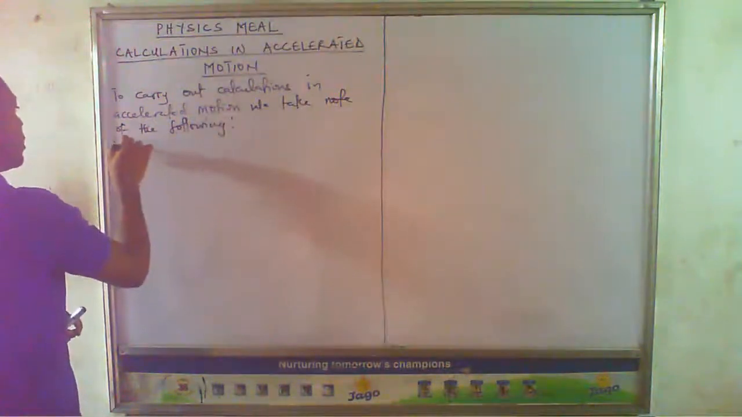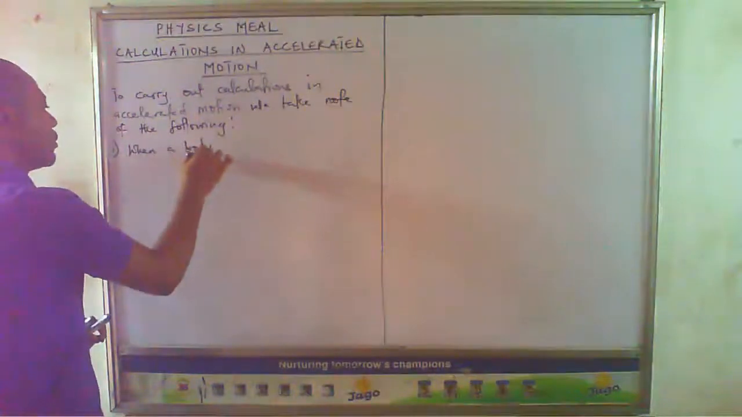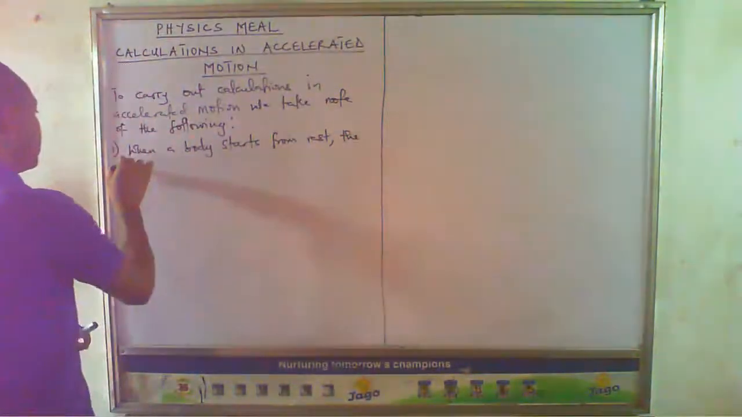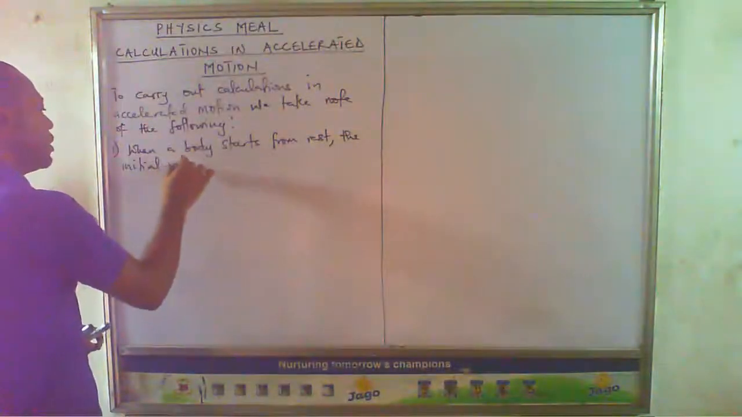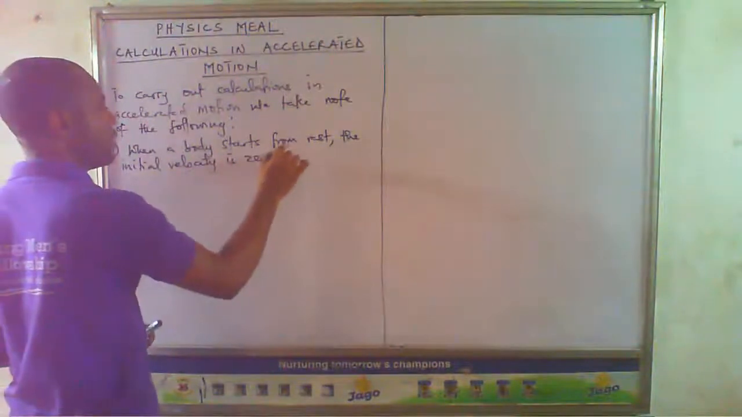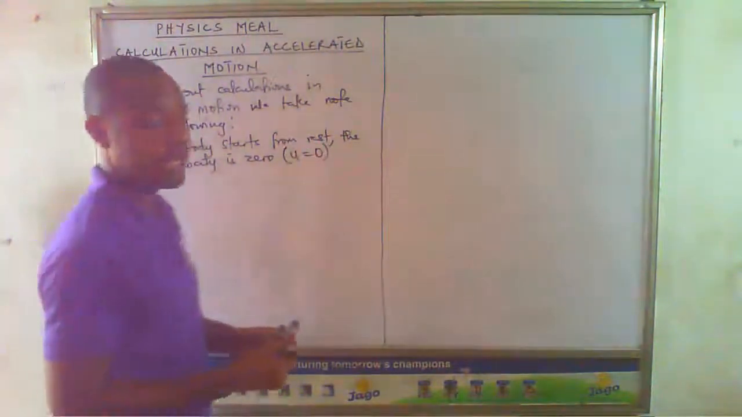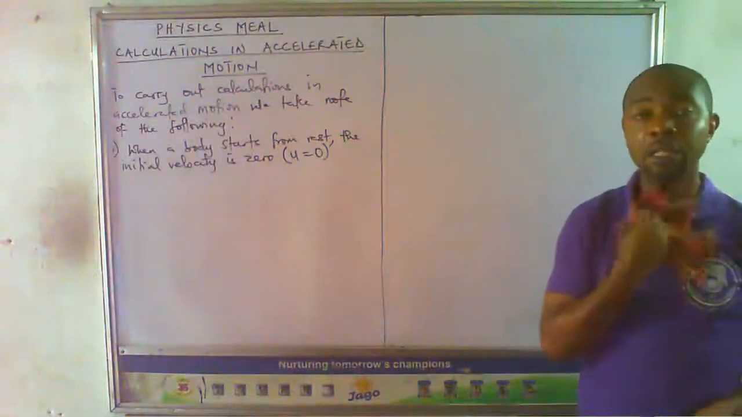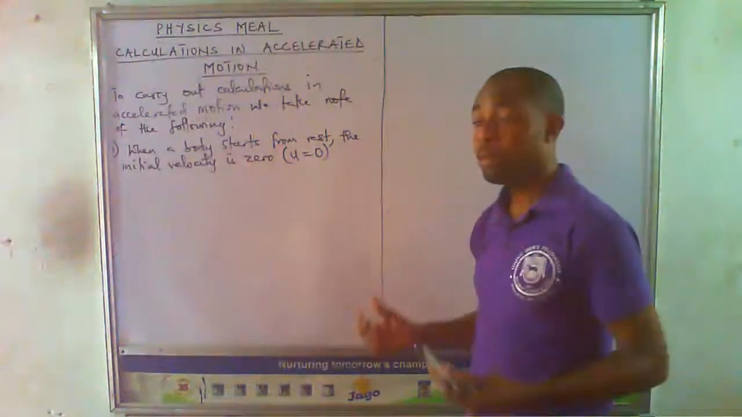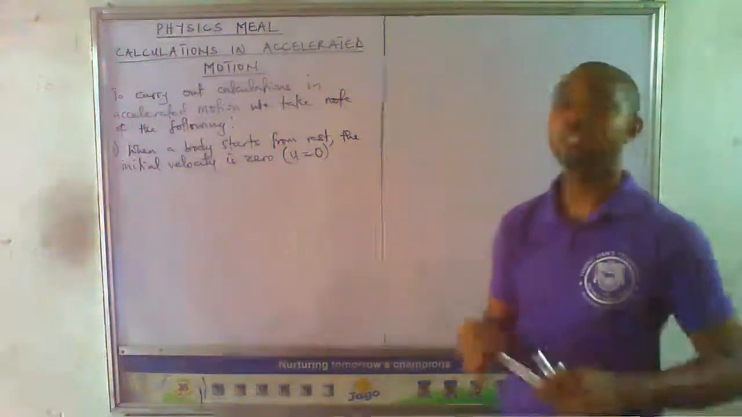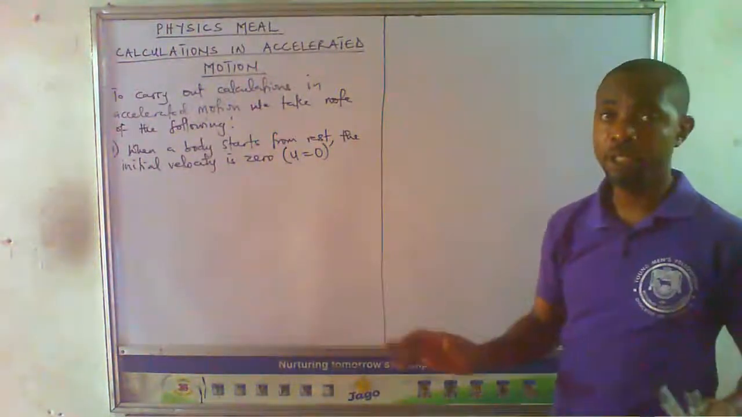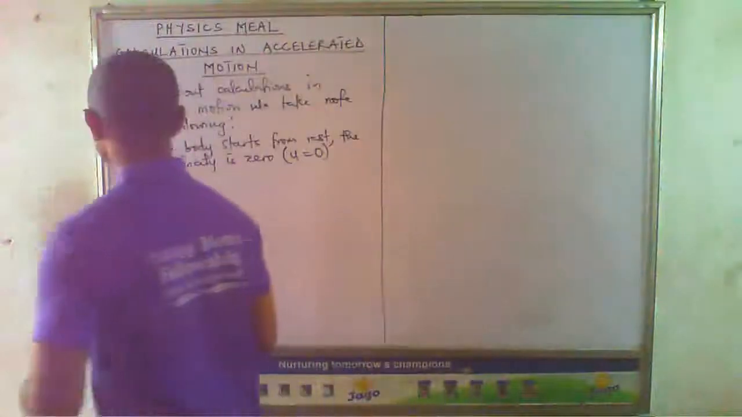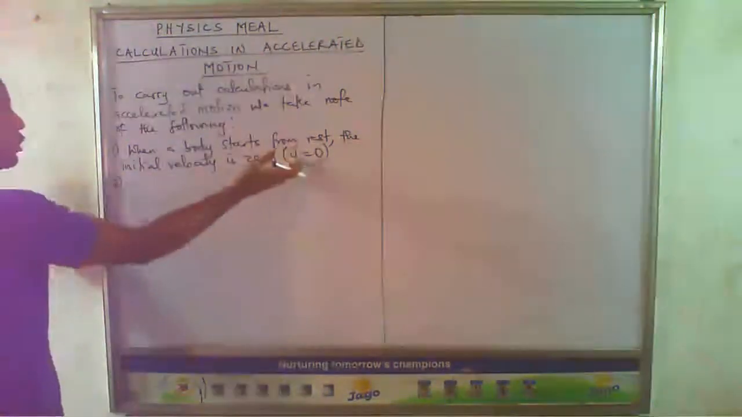One, when a body starts from rest, initial velocity is 0. That is u equals 0. You remember that we use u to represent initial velocity, while we use v to represent the final velocity. So when a body starts from rest, when a body accelerates from rest, when a body moves from rest, the initial velocity of the body is what? 0. Remember, when we talk about a body, maybe a car, maybe a train, and so on and so forth, once a body moves from rest, the initial velocity is 0. That's u is equal to 0.